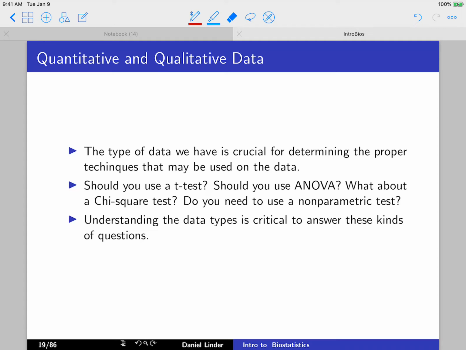So in bullet 2 I have a couple of questions that you may encounter in your clinical research when you're trying to look at associations or certain things. So should you use a t-test? Should you use an ANOVA? What about a chi-square test? Should you use a nonparametric test? So understanding the data types that you're dealing with is critical in order to answer these kinds of questions.